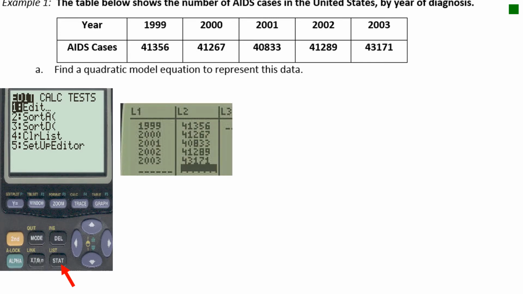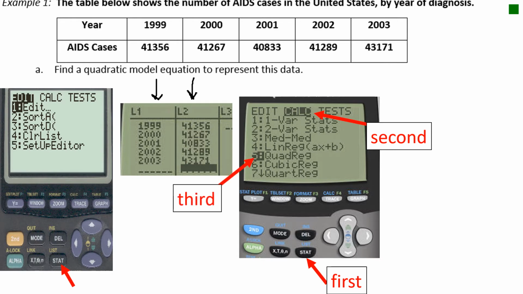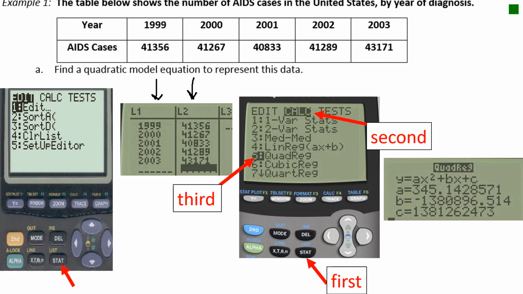to go to L1, and in L1 you're going to put in all your X's. You'll go through 1999, enter, 2000, enter. And when you're finished, you're going to go to your L2, and you're going to put in your Y values. After that, you're going to hit stat again. You're going to go over to calc, which is the second step. Because they told us it's a quadratic model, the third step, we're going to go to a quadratic regression. We're going to hit enter and take a look at what we get.